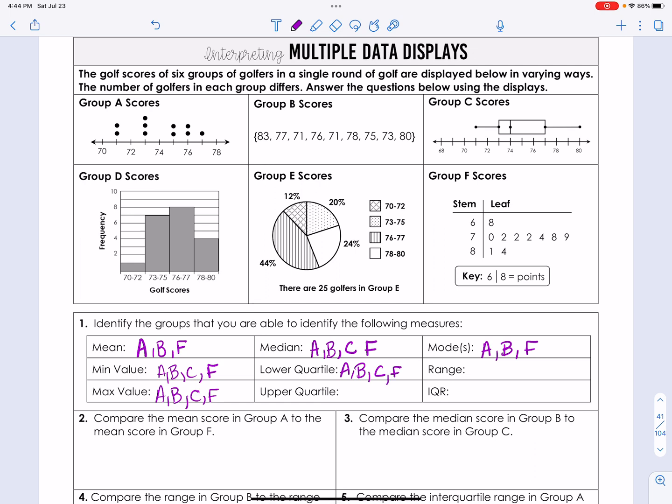And so I'm going to jump underneath to the upper quartile. Isn't that going to be the same answers? I could find it in A, B, and F. It would take me a while. I can straight out see it in C. And that's the same thing on the range. I could find the range in A. I could find it in B. I can find it in C. I can't in D and E because I don't know how many are in those. I could find it in F. And the same with the IQR. So some graphs tell you different things.